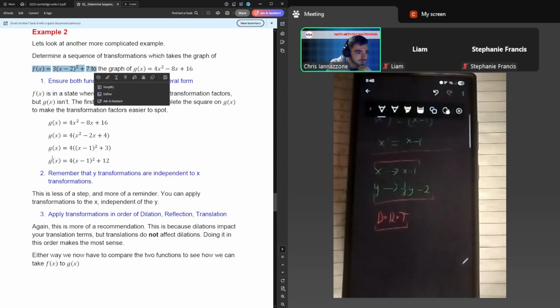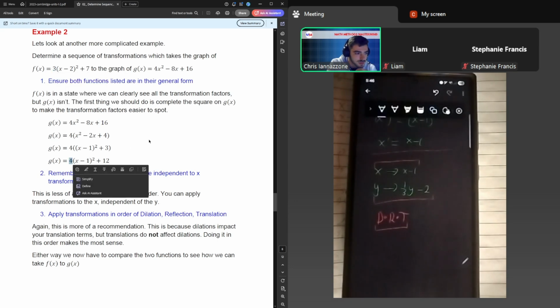Next up, we're going to apply transformations to f to make it look more like g. And because they're both in this form now, it becomes a bit more obvious how we can make f look more like g. For instance, if we're looking at dilates first, like we should be, we're starting at a dilate of 3, we want a dilate of 4. So if we want to go from 3 to 4, we need to figure out what do I need to multiply f by to make it look like it has a coefficient of 4 at the front.